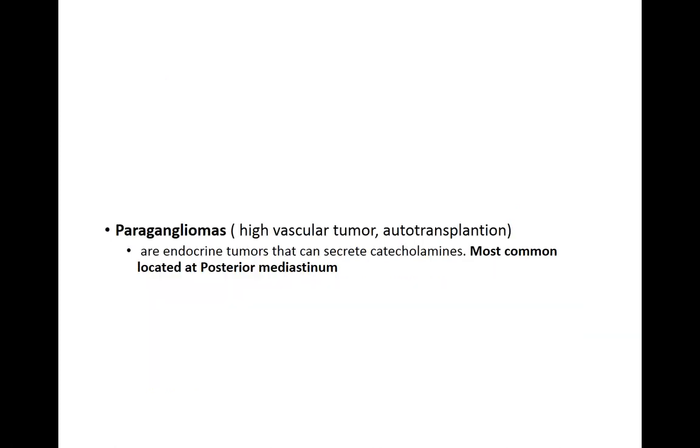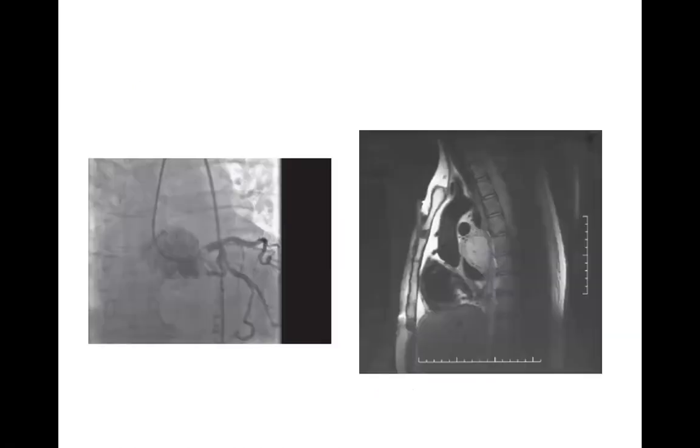Paragangliomas are another highly vascular tumor. This tumor sometimes also requires autotransplantation. It's an endocrine tumor that can secrete catecholamines, most commonly located in the posterior mediastinum. As you can see here, this is a very highly vascular tumor, a pheochromocytoma, and in the second picture, a paraganglioma.